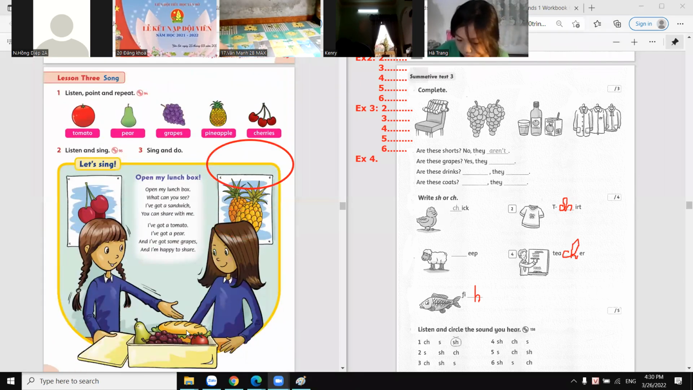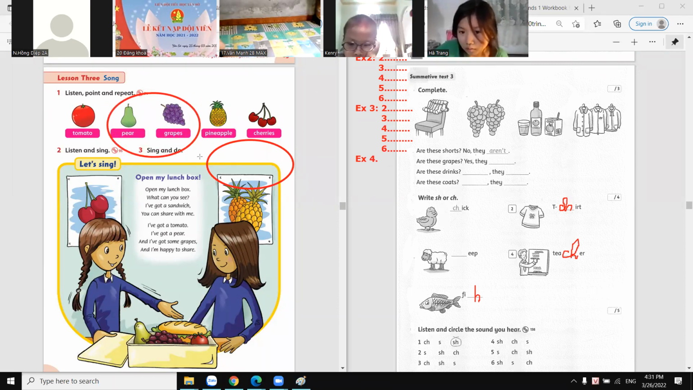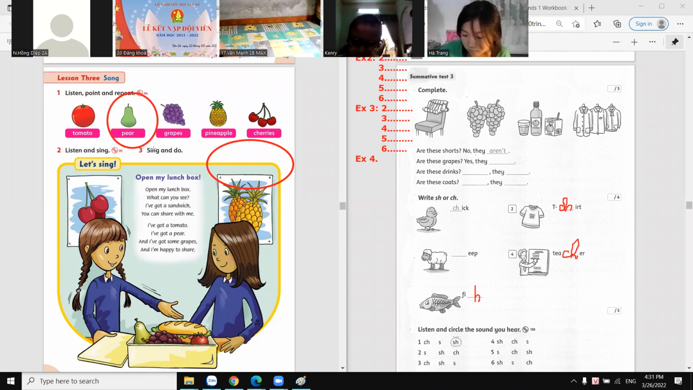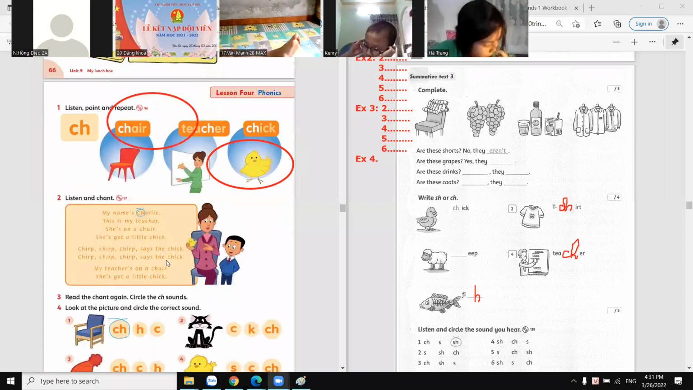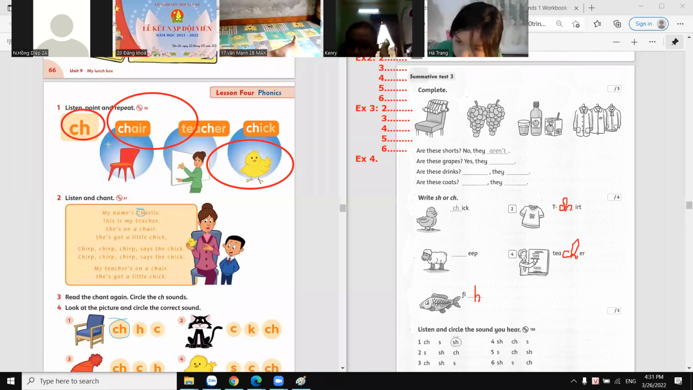And what food has she got? She got grapes. What letter is this? Letter C H.